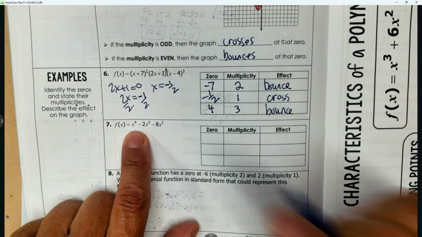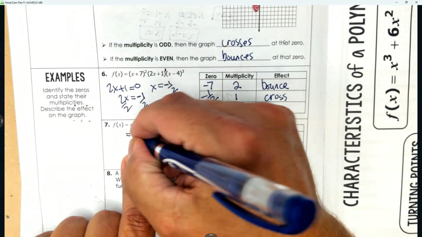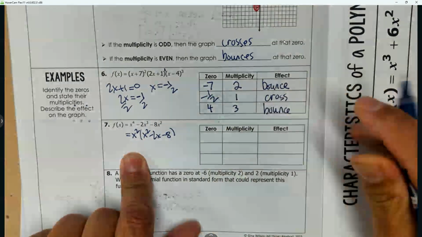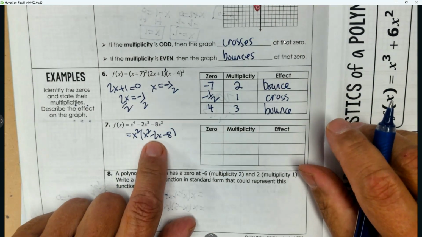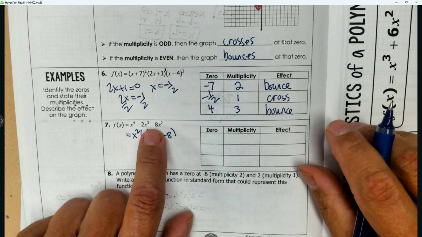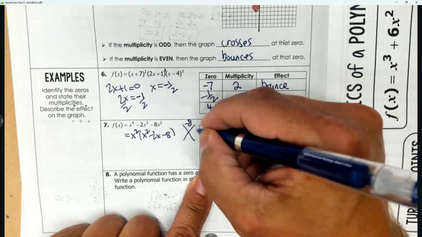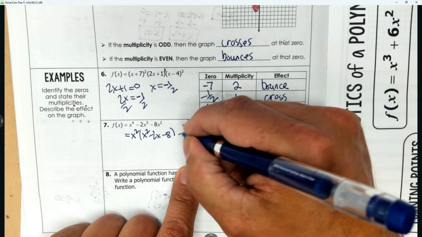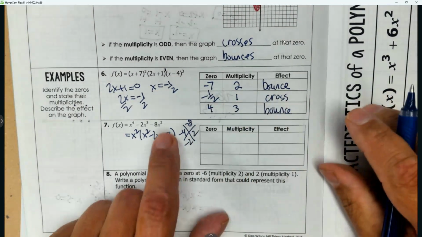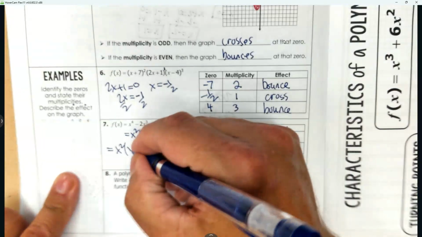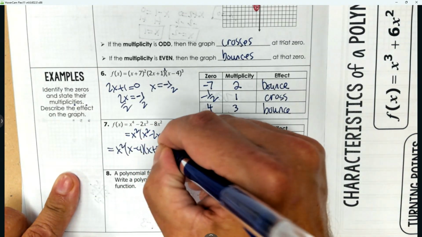This one I got a factor. So what they all have in common is an x squared. And then what's left over is x squared minus 2x minus 8. So I took out x squared from each term. And then I'm going to keep factoring. Two numbers that multiply to -8 and add to -2 are -4 and +2. So I'm going to write down x squared and then x minus 4, x plus 2.